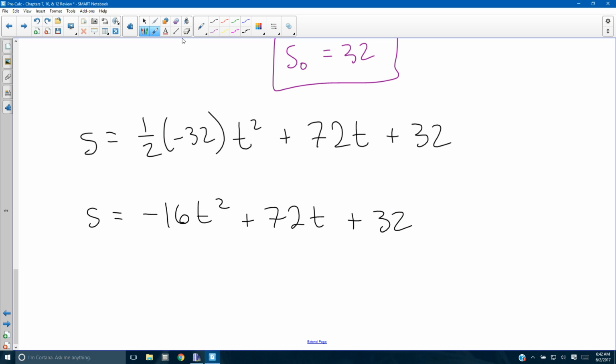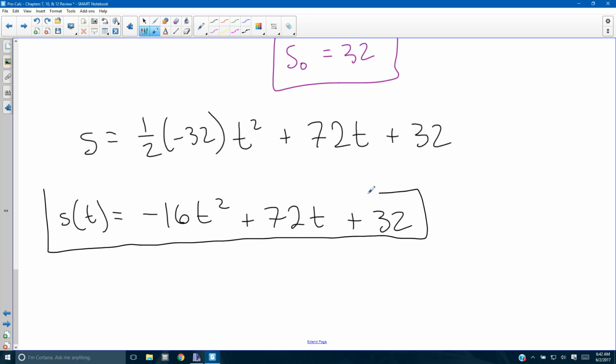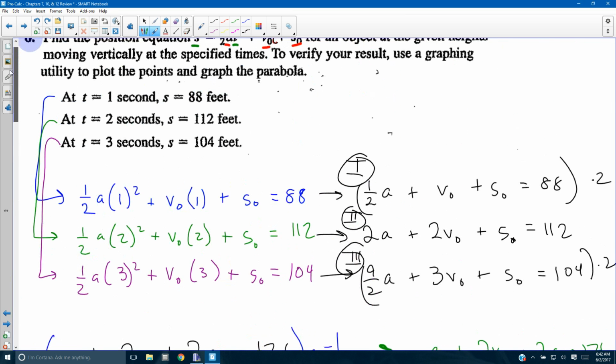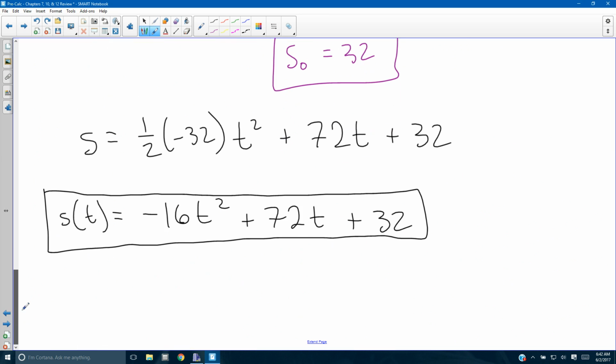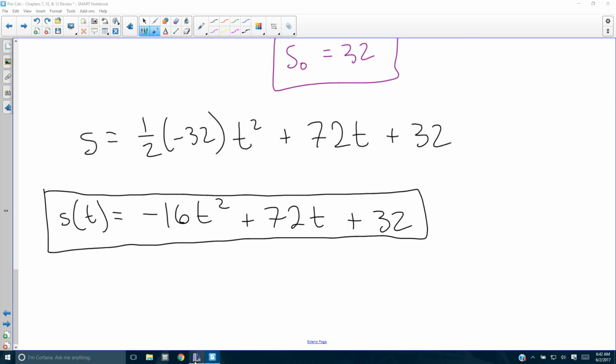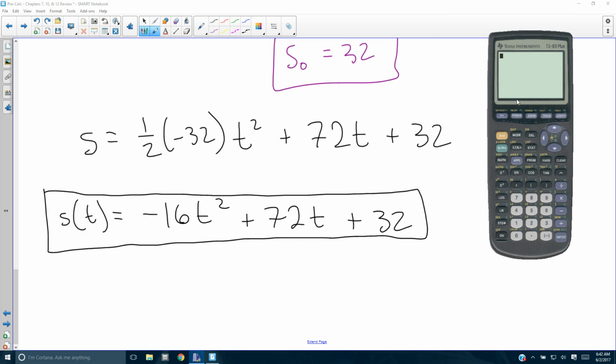To find the position, and I'm actually more familiar with seeing this as s of t, not that that matters one way or the other, it's my own comfortability. To find the position of this object moving vertically, I can substitute a value for t, and then I can get what the actual position s is. Now, they said to use a graphing calculator to verify that these points exist on this thing here. So I'm going to go ahead and do that. I'm going to use y for s and x for t, obviously. So negative 16 x squared plus 72x plus 32.